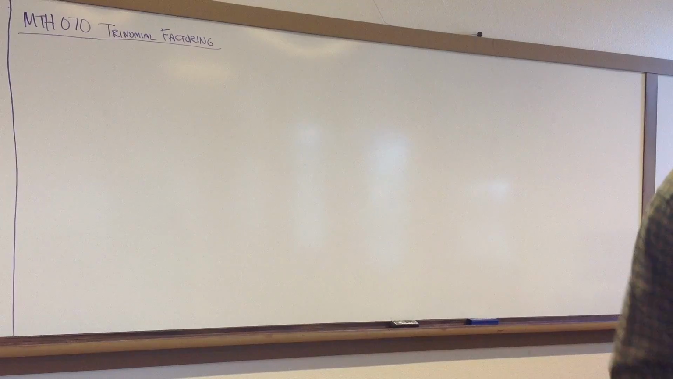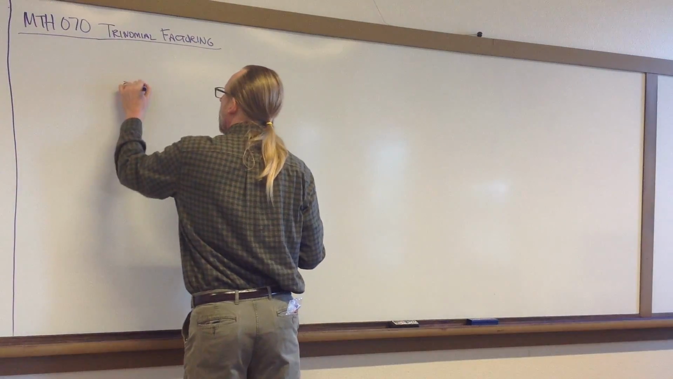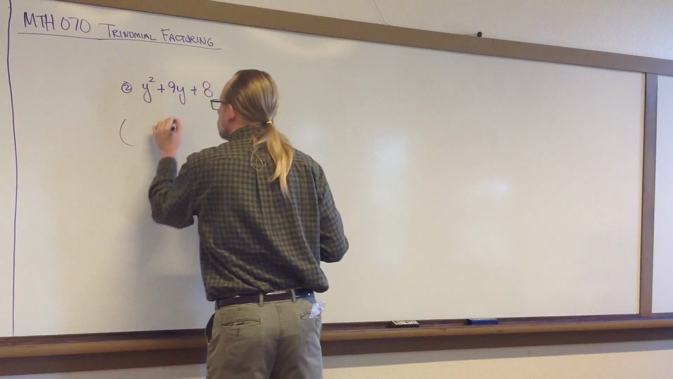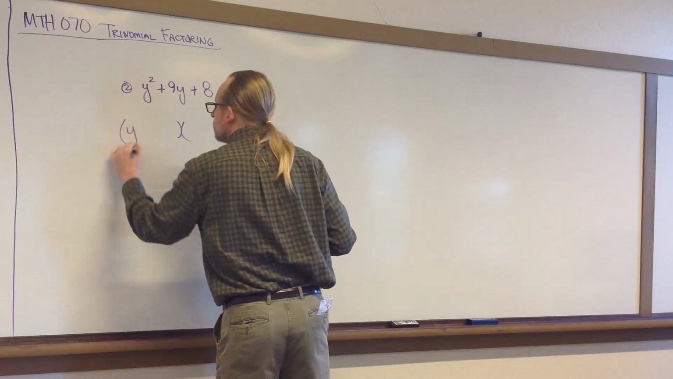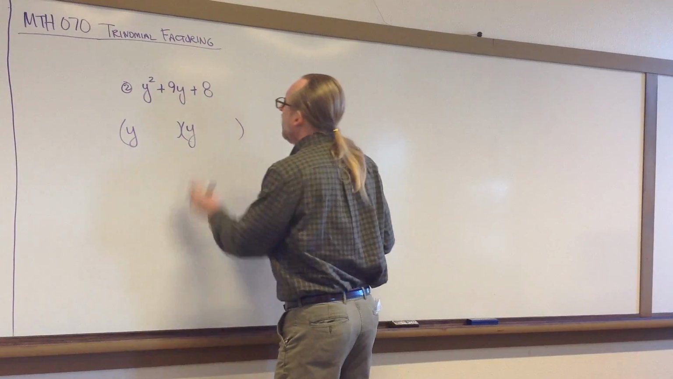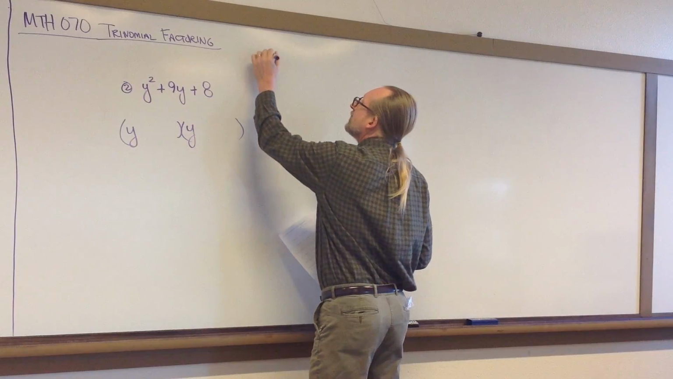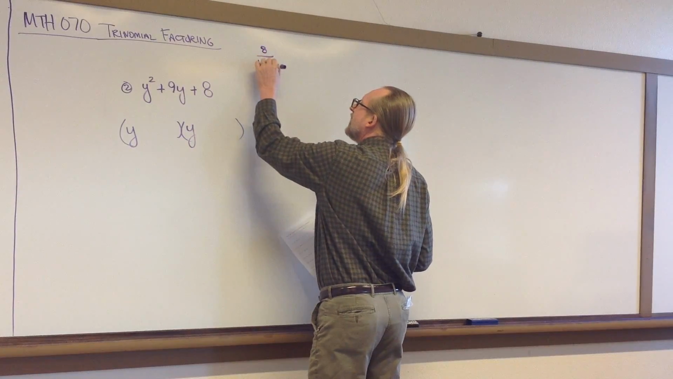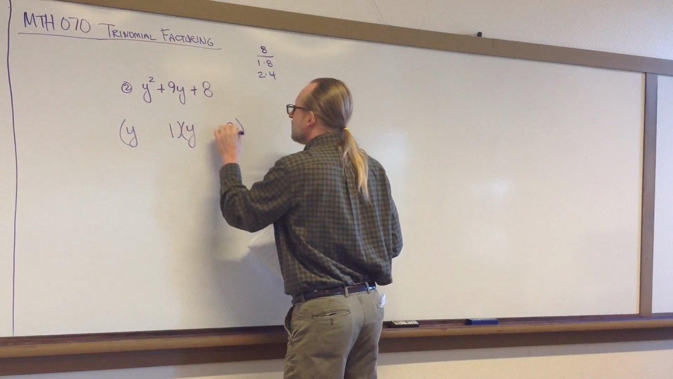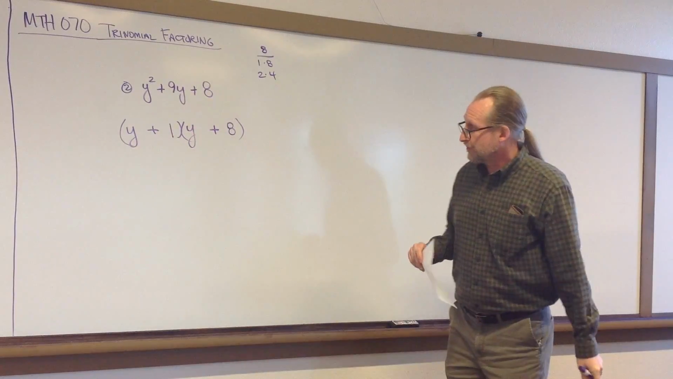Okay, let's see here. Problem 2, y squared plus 9y plus 8. So, we want to set this up so that we've got y times y here to give us that y squared. And we want factors of 8 that are going to add up to 9. Okay? So, 1 times 8 or 2 times 4. So we want the 1 times 8. And this is a positive 9, so that tells us we want plus and plus.